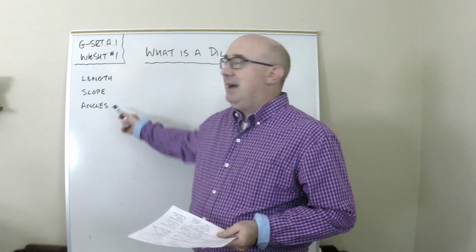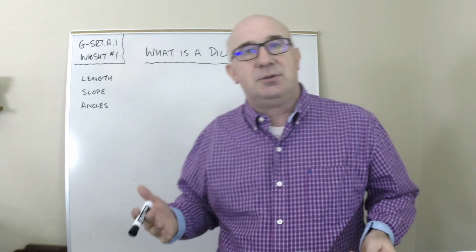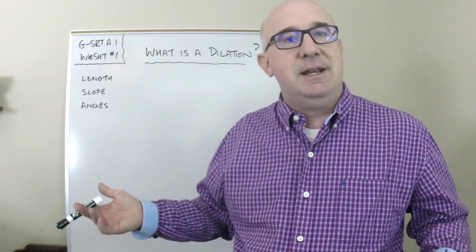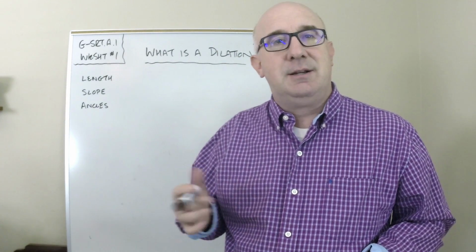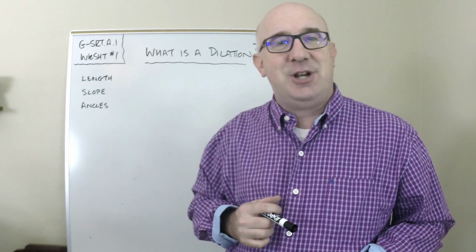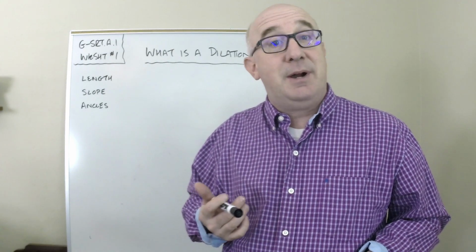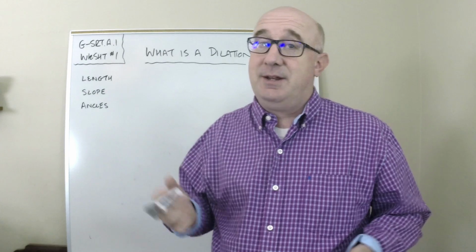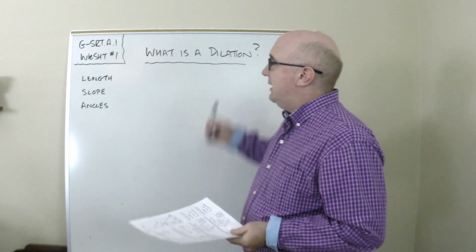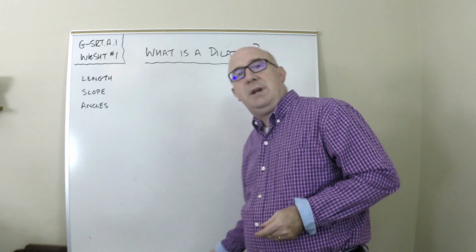And then angles. We'll look at the angles of the original shape and then the angles of the image, and compare them to see how they had changed or were affected by the dilation, or maybe not affected by the dilation. And so really we're looking at what is a dilation.